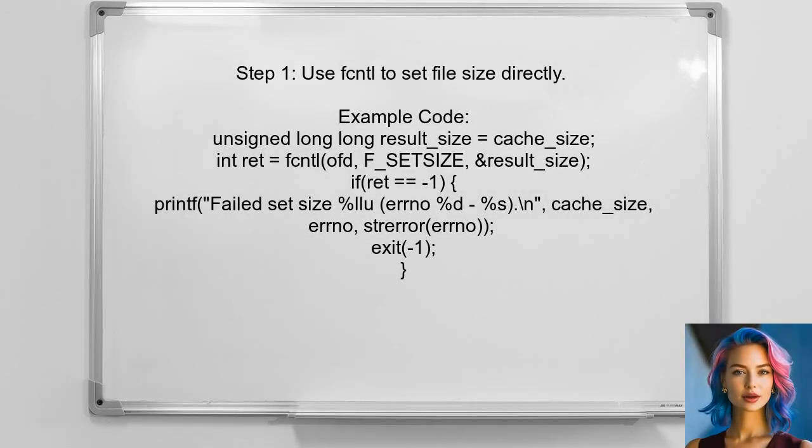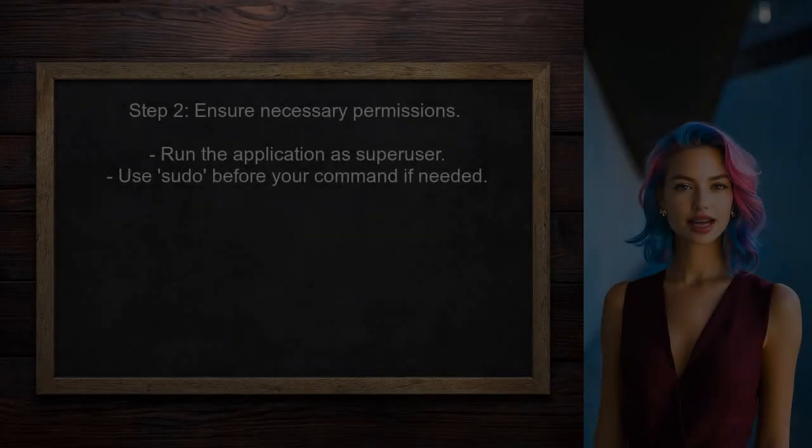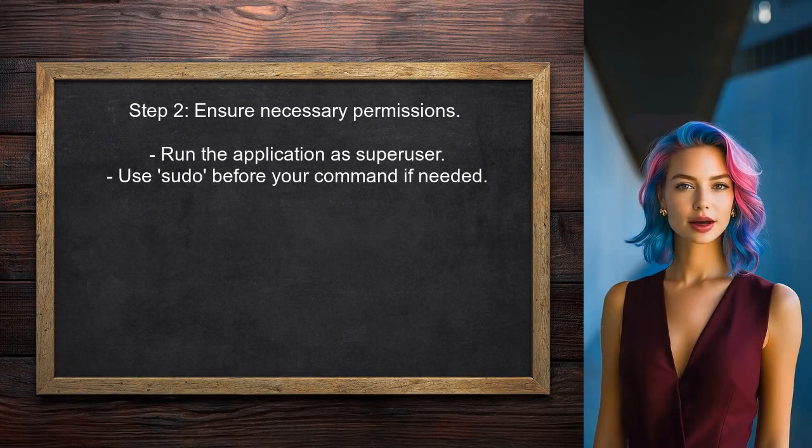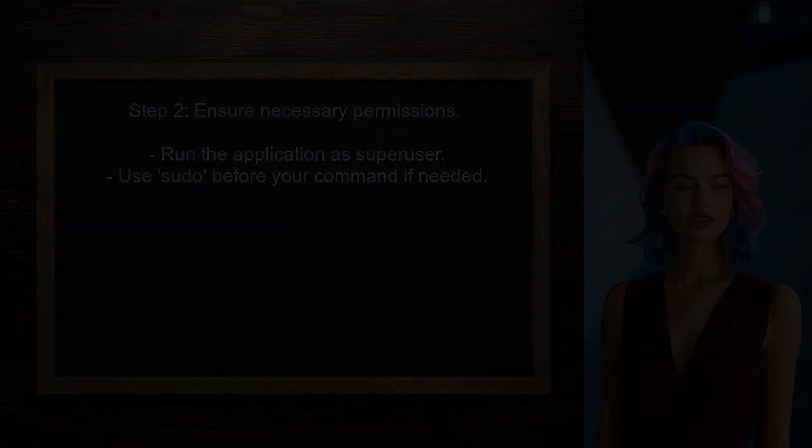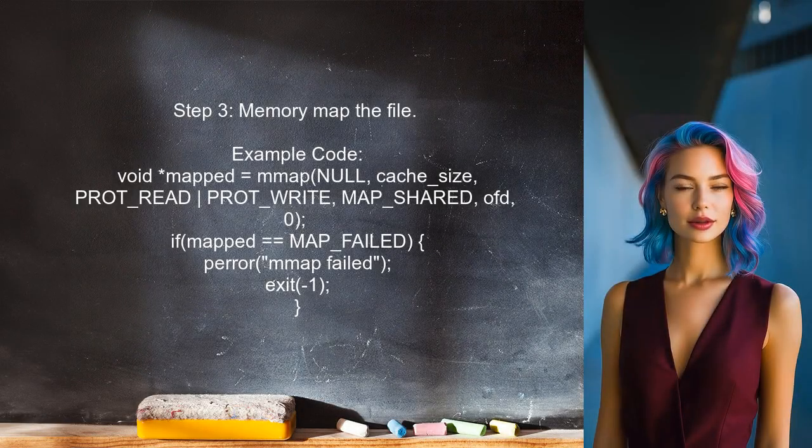To allocate a large file without zeroing its content, the user should start by using the fcntl function to set the file size directly. This avoids the overhead of zeroing the file. Next, the user should ensure that they have the necessary permissions. The fcntl function may require superuser privileges to execute successfully. After setting the file size, the user can proceed with memory mapping the file. This allows for efficient file access without the need for zeroing.